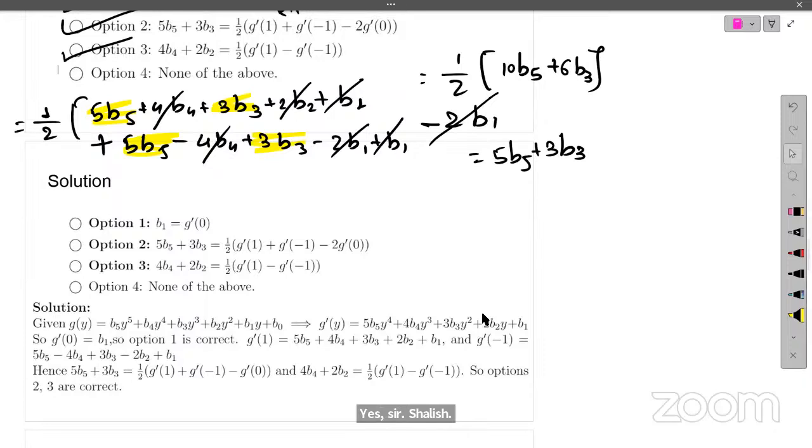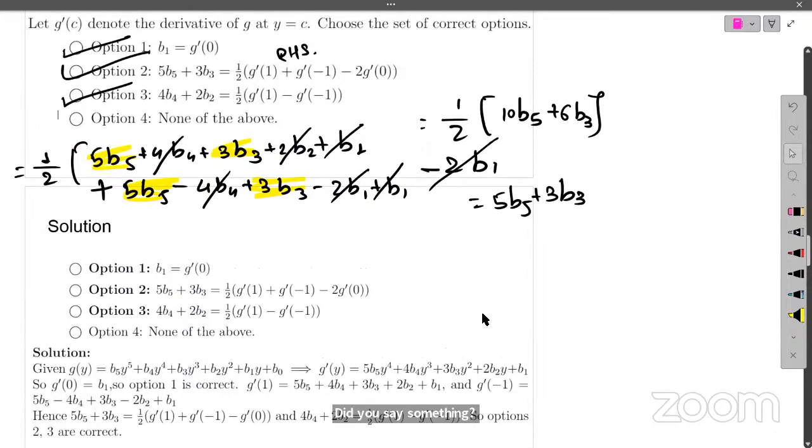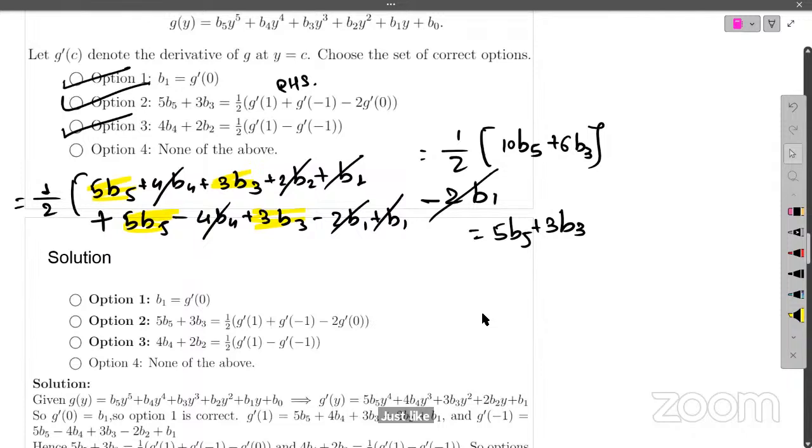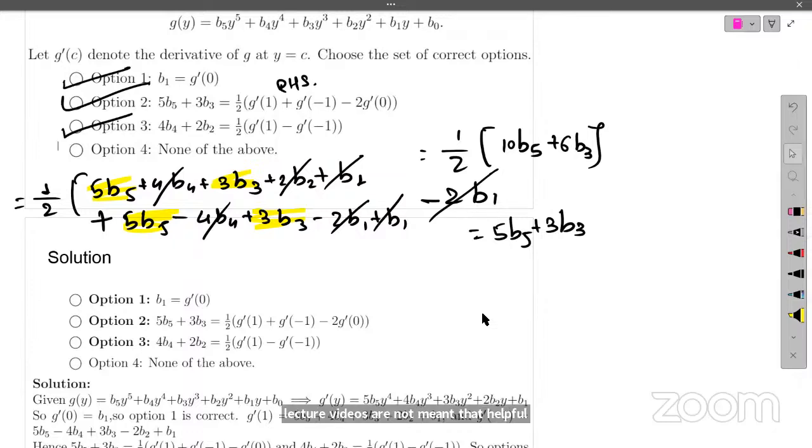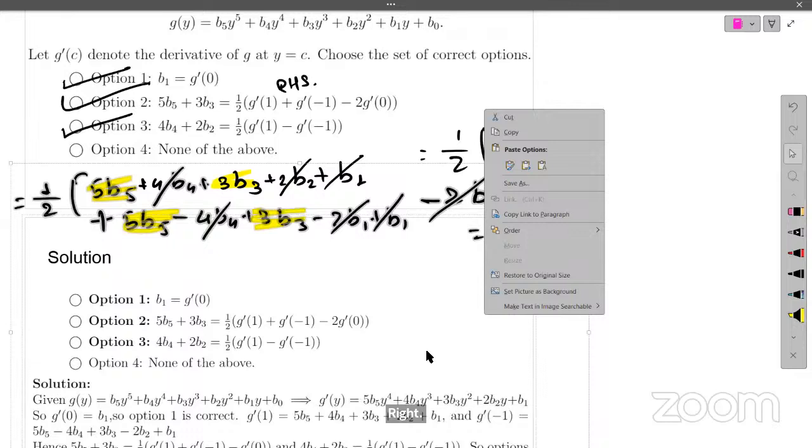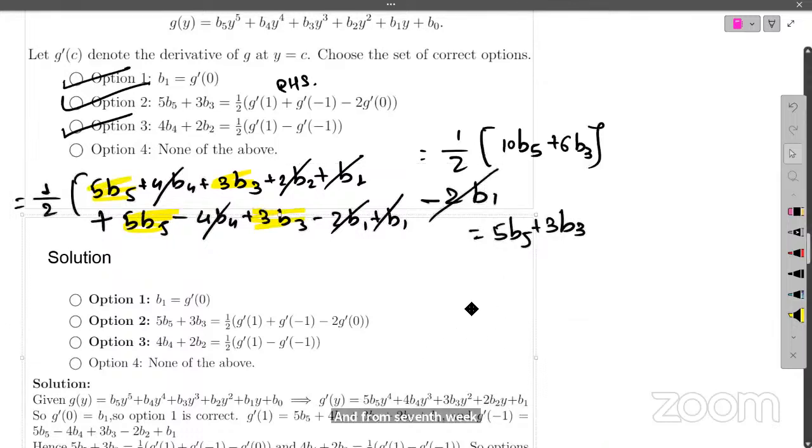Ma'am, mine is more of a general question. From the 7th week onwards, when the topic is a bit heavy, the lecture videos are not that helpful. Up to the 6th week, the kind of teaching that was there was something different. And from the 7th week onwards, the topic also becomes very heavy.